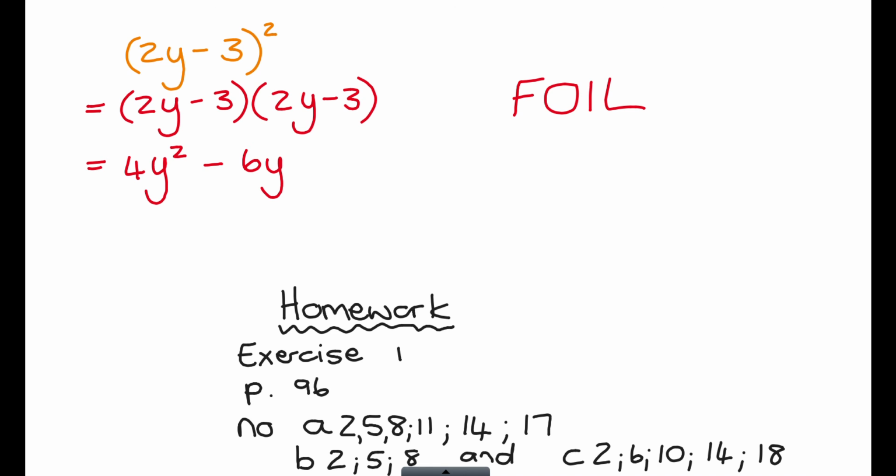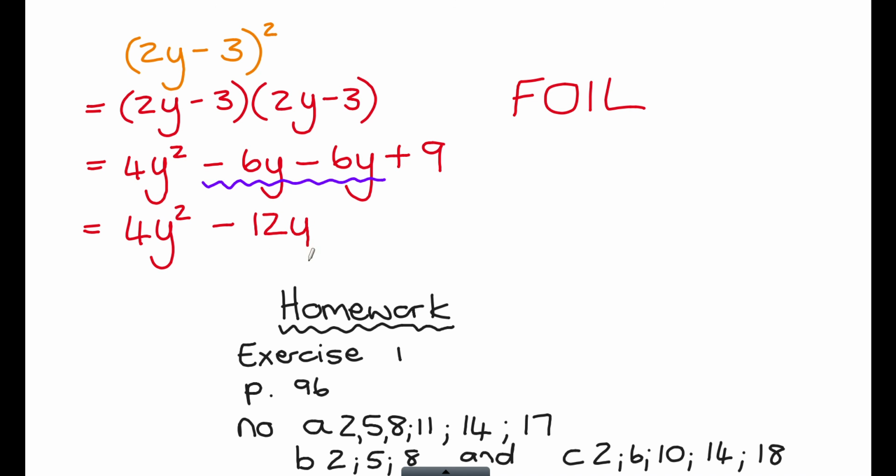Then the I is for inner, so I'm going to say minus 3 times 2y, and again it gives me minus 6y. Then the L is for last, so minus 3 times minus 3, which is going to give me positive 9. Right, so we could simplify. Can you see these middle two are like terms again? So the 4y squared is going to stay like it is. Then that's going to become minus 12y plus 9. Yes, you got it?